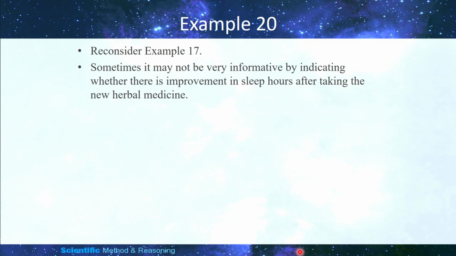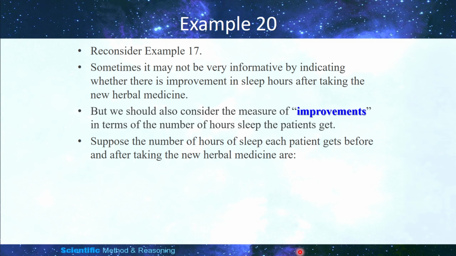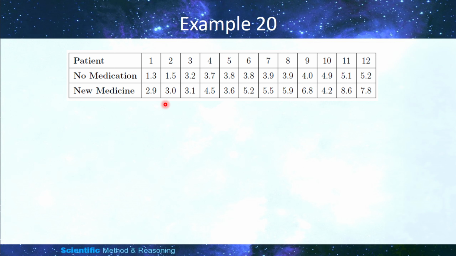Example 20. Reconsider example 17. Sometimes it may not be very informative to indicate only whether there is improvement in sleep hours after taking the new herbal medicine. We should also consider the measure of improvement in terms of the number of hours of sleep the patients get. Suppose the number of hours of sleep each patient gets before and after taking the new herbal medicine are given in the following table.